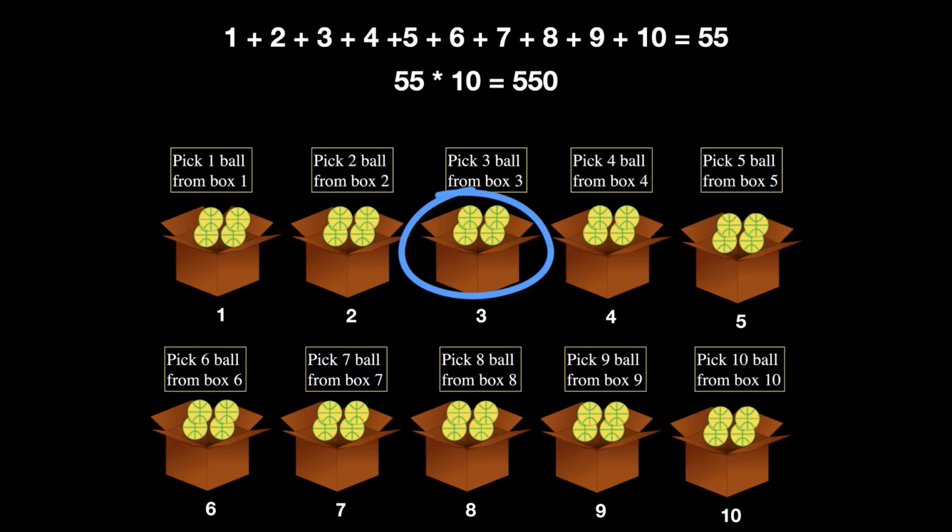So once you weigh the set of chosen balls, find out the difference between the total weight and the expected weight. That number represents the box number which contains the defective balls. By following these simple steps, we can solve this puzzle and the defective box can be identified with a single weighing.